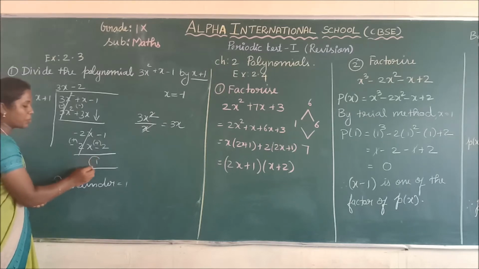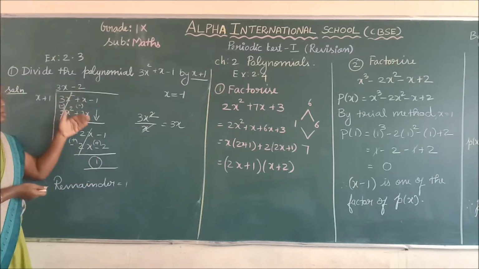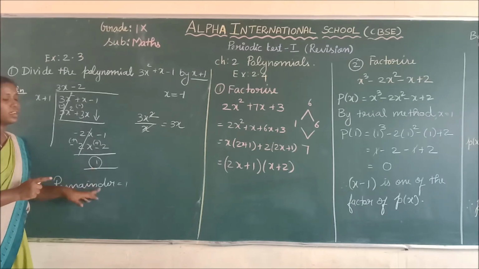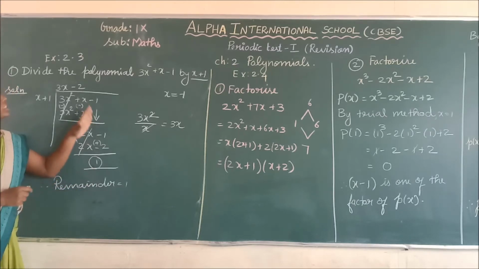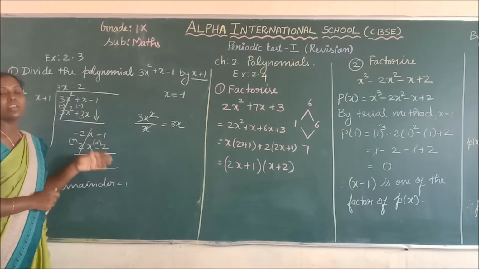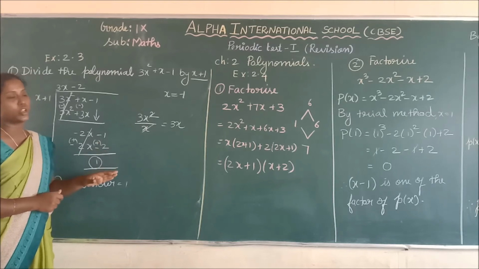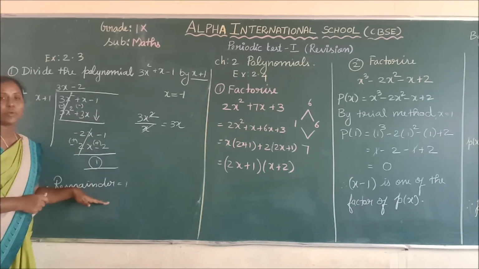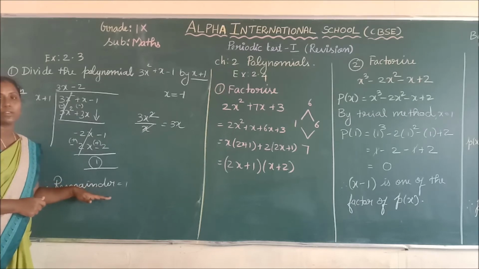So the remainder is 1. Up to the constant you proceed with the division. We got the constant 1, so it is the remainder. Purely, the exercise 2.3 problems are based on the remainder theorem only, dividing a polynomial by another polynomial. So this is the way we have to divide a polynomial by another polynomial and find the remainder.